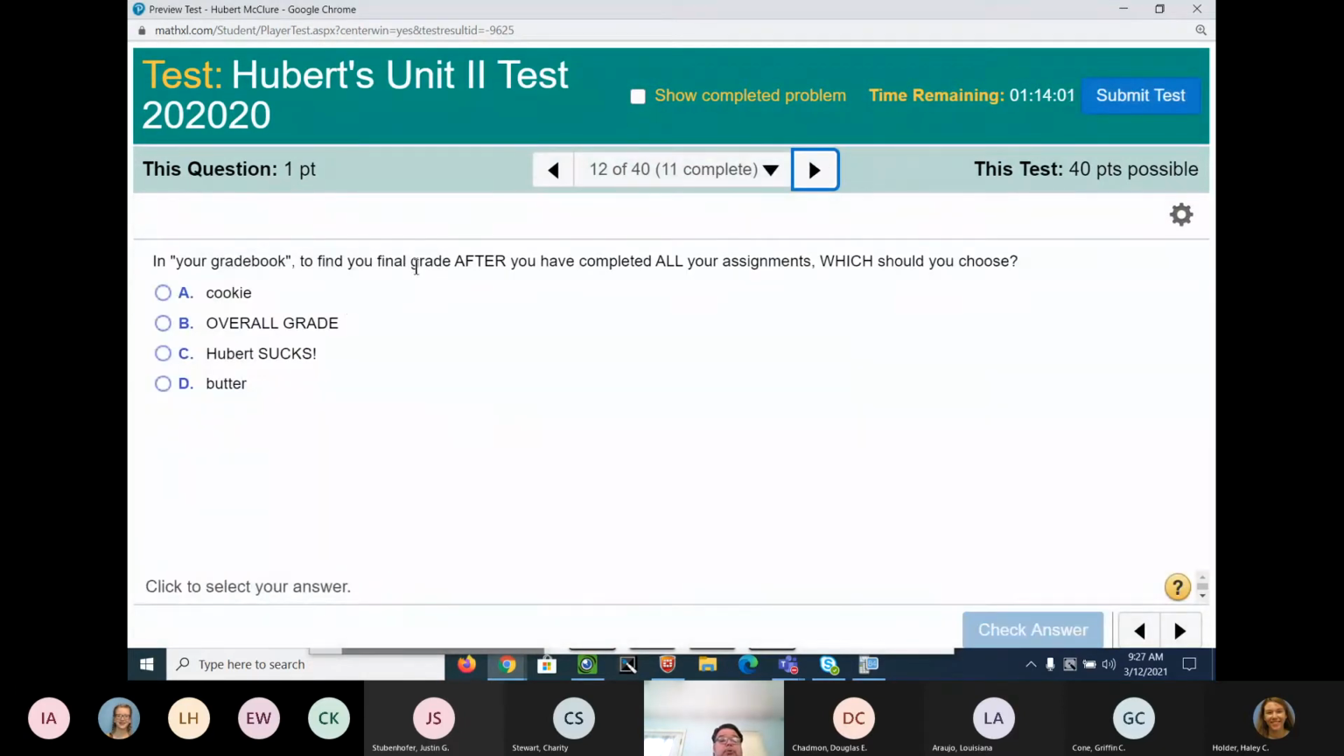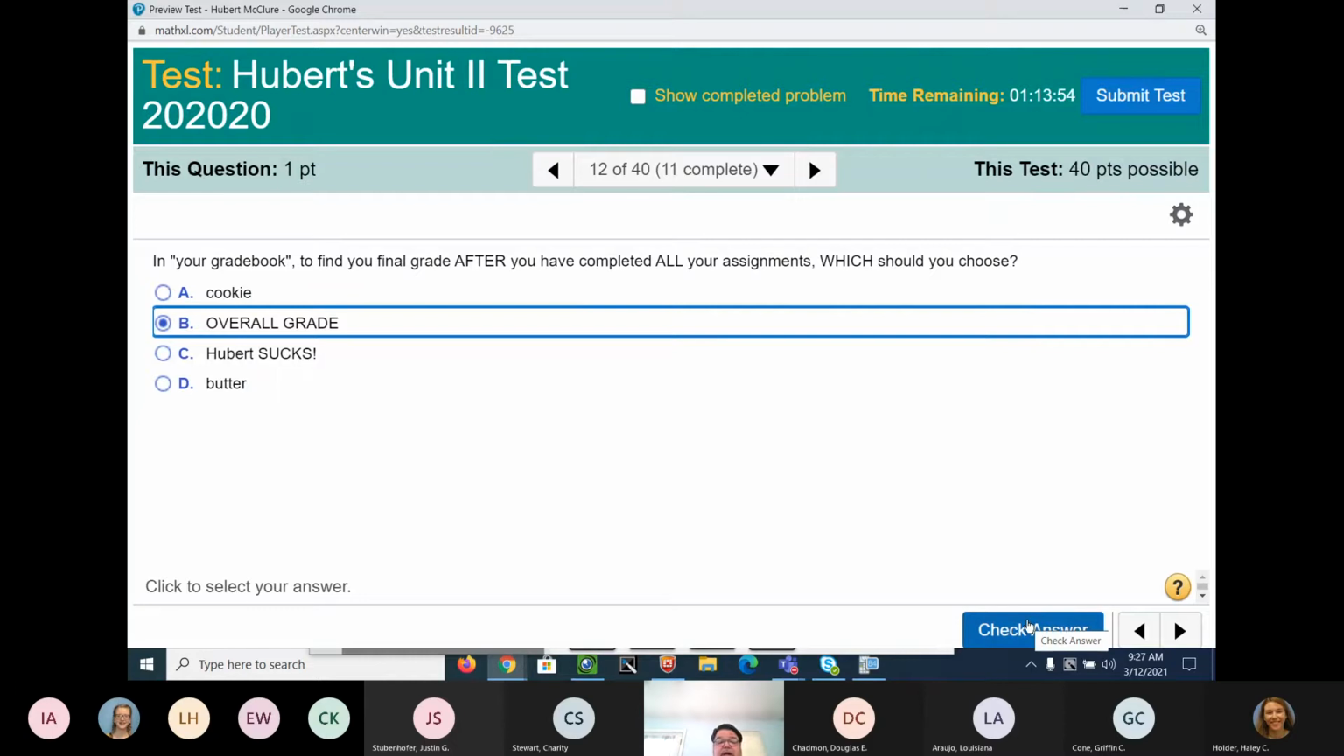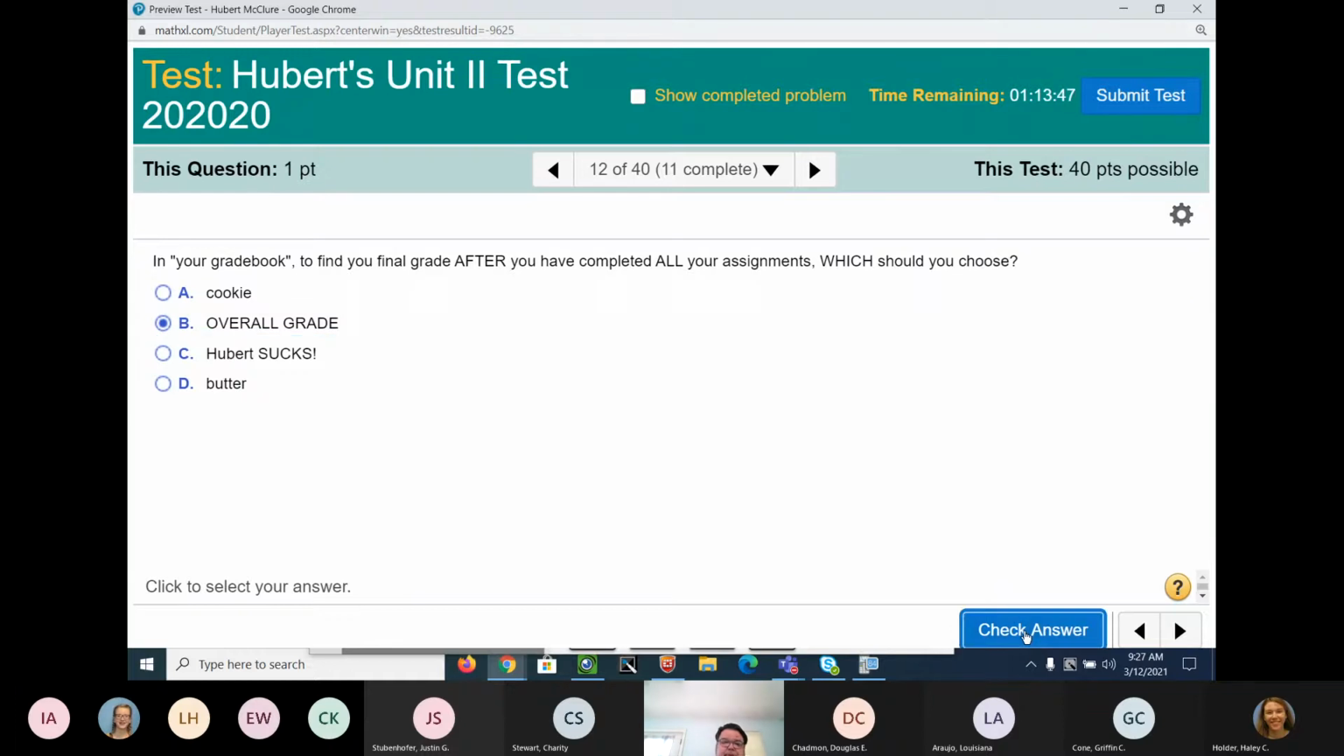In a grade book, to find your grade after you've completed all your assignments, make sure you hit overall grade, which they've changed now. It defaults to overall grade because so many students couldn't hit the overall grade button. Sad. Now, when you pull up your grade in your grade book, it automatically defaults to overall grade. To see how it's calculated, you have to hit show calculation.